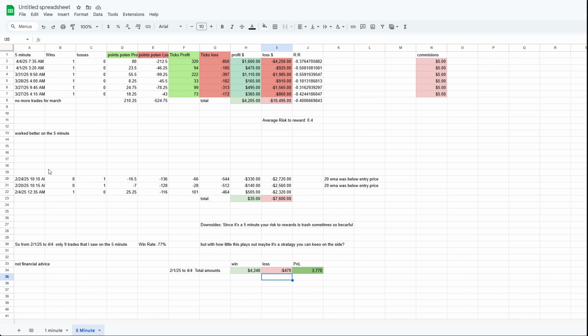And back in February, you also had 1 win. And these 2 were break-evens. They were a small loss because the 20 EMA ended up going lower than the entry price, so I just closed it there just to see. But in February, you would have made $35, and March and April so far, you would have made $4,205. And right here's your totals. Right here, you would have lost $470, made $4,240, or a P&L of $3,770.